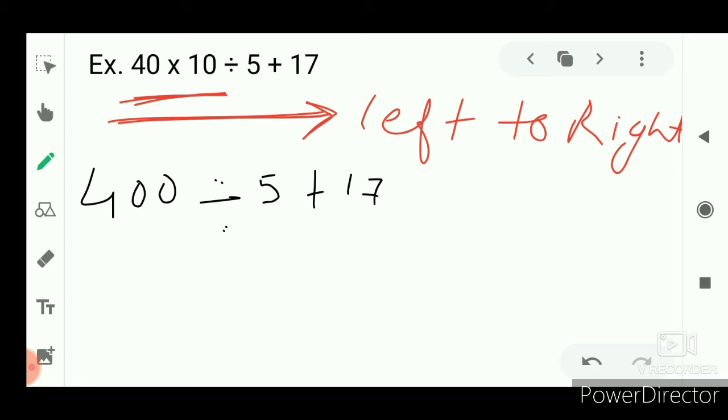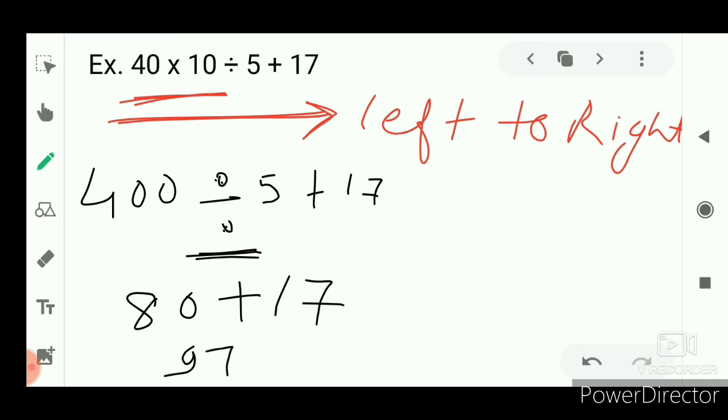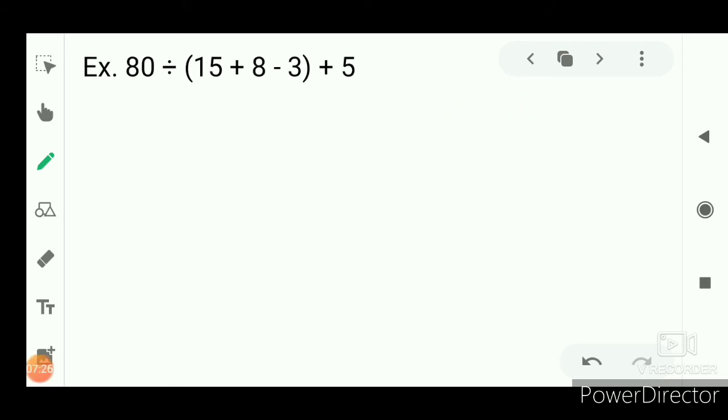Now again we have to look for multiplication and division. Here is division, so we have to carry it out first. 400 divided by 5 will give 80, then plus 17, so it will give 97. So 97 is the answer for this question. Now let's see this example.